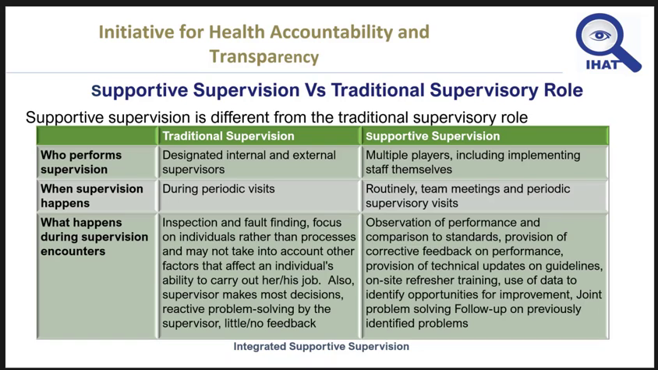While in supportive supervision, observation of performance is made and comparison with standard is also carried out. Provision of corrective feedback on performance is also done. Provision of technical updates on guidelines is also carried out. On-site refresher trainings are usually conducted. The use of data to identify opportunities for improvement is also something that is done in supportive supervision. Joint problem solving and following up on previously identified problems are also carried out.